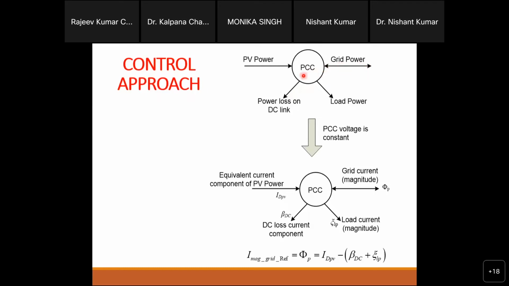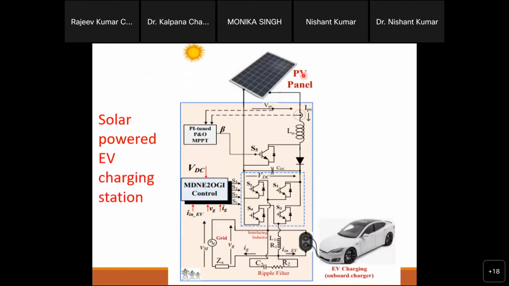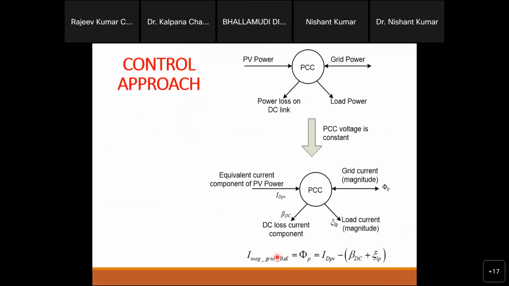This is on the PCC. PCC means on the junction, right? This is our PCC, where this solar portion is connected, and this is the grid, and these are the loads. So all the three things are here, so that's why the name is PCC, point of common coupling. And in some papers you will see CCC also, right? Common connecting point also, like that. Okay, so these are the powers.